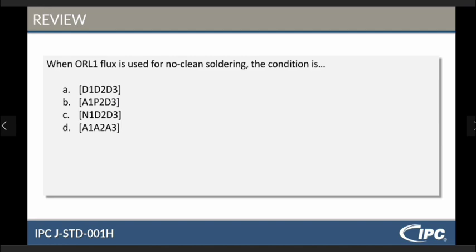So this is an example of when you have the PDF open, you can look up the word ORL1, you can look up no clean soldering. That's in section 3.3. It says right there, flux ORL1 shall not be used for no clean soldering, but it's only a requirement for class 2 and 3. So it would be N1, D2, D3.